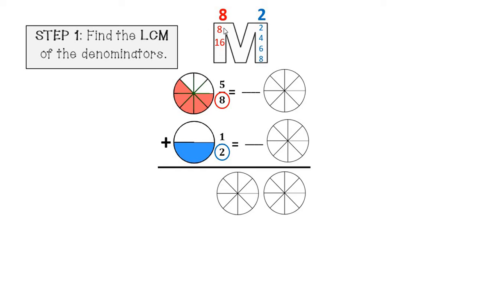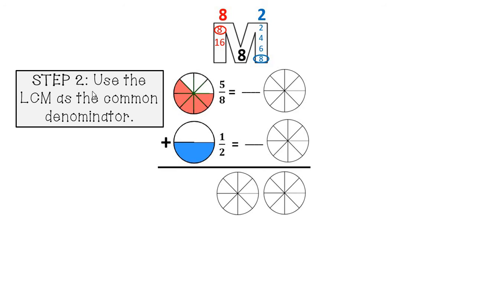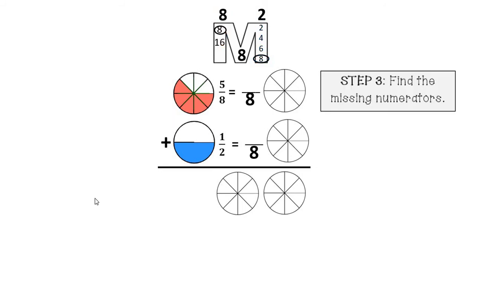And then if I look at these, remember I mentioned this last time that sometimes one of the actual denominators is the LCM. So in this case, 8 is the LCM. Step 2 is going to use that LCM as our common denominator. So we're going to make equivalent fractions that both have 8s. Step 3 is to find our missing numerators. This one's really easy. 5/8 stays as 5/8. 1/2, 2 times what gives me 8? Times 4 on the bottom. So times 4 on the top gives us 4/8. And you can see how those are equivalent.